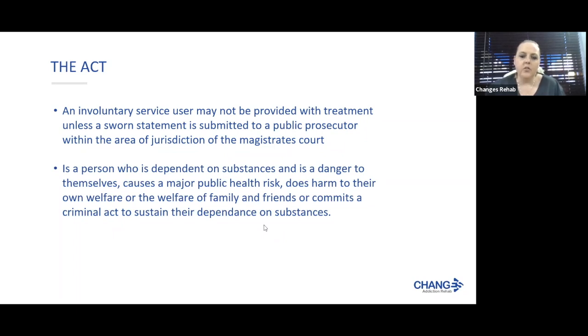I always say that a court order is generally something that happens in a crisis. So what we find is the family is in crisis mode. They don't know what to do. The person doesn't want treatment.